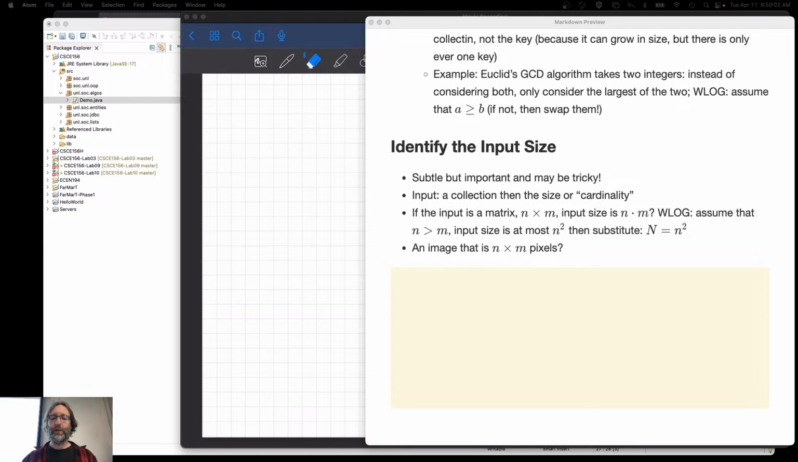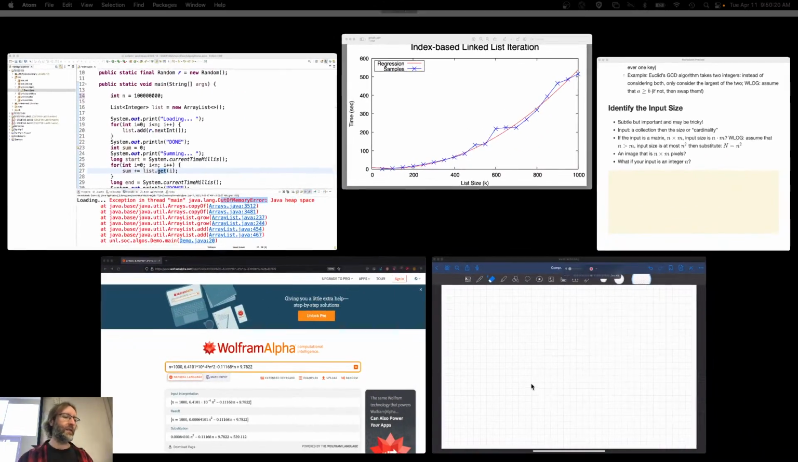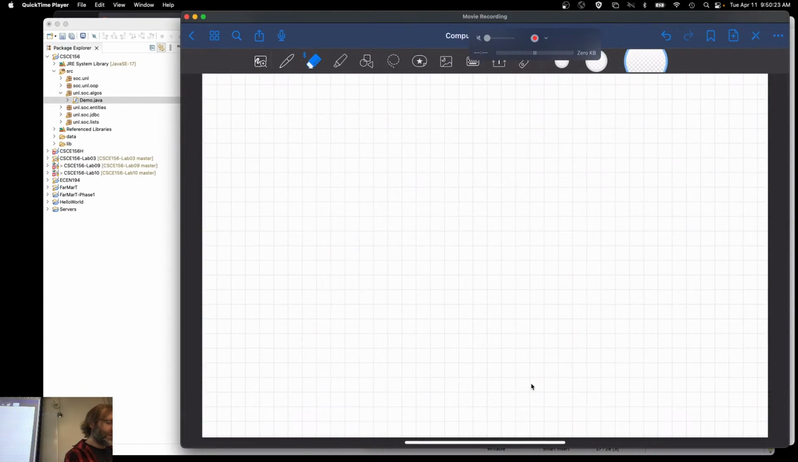Here's the tricky part, though. What if your input is an integer x? Or let's make it confusing: what if the input is an integer n anyway? Is that the size of the input? No. What would I be doing there? My input is, say, 5. So is the input size also 5? Did it take me 5 things to write that down? No.